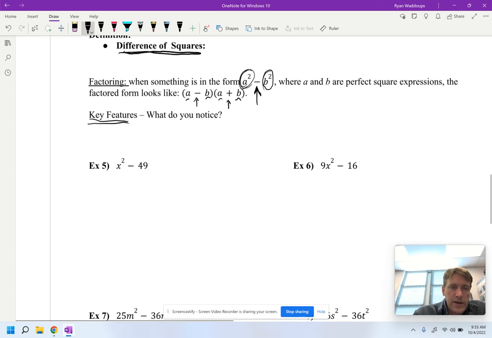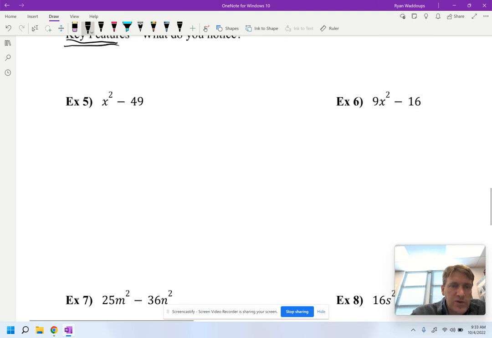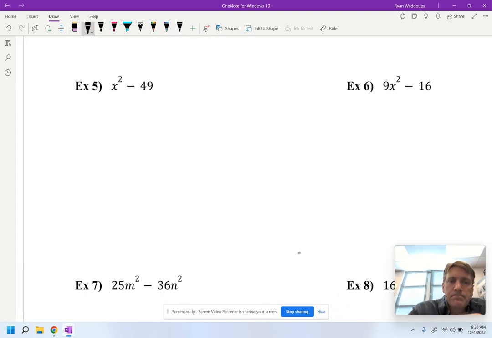All right. So we've got x squared minus 49. And I can rewrite this as x quantity squared. I didn't really change anything there, just put it in parentheses. So you can see that the value of a is x, and b is 7, because 7 squared is 49.